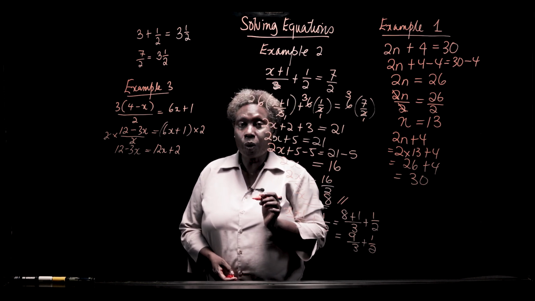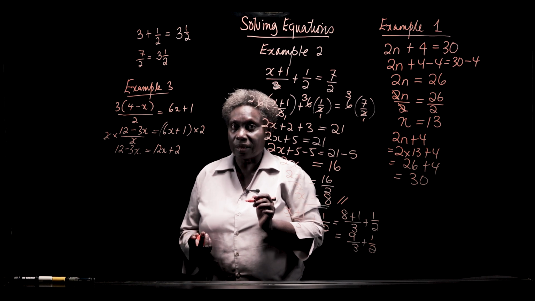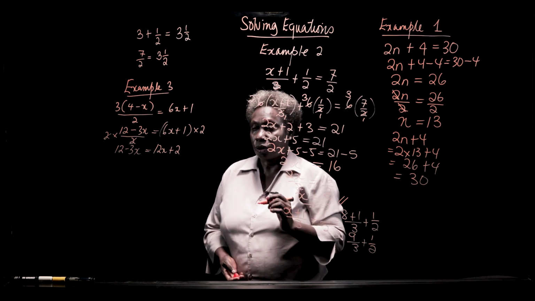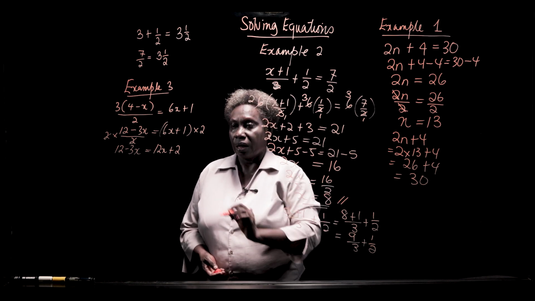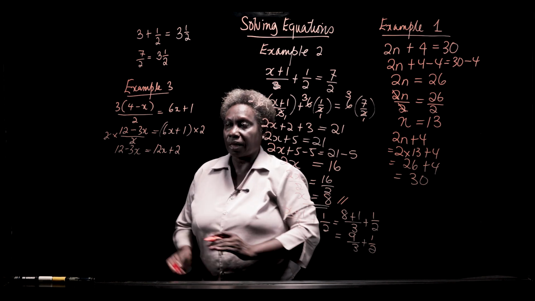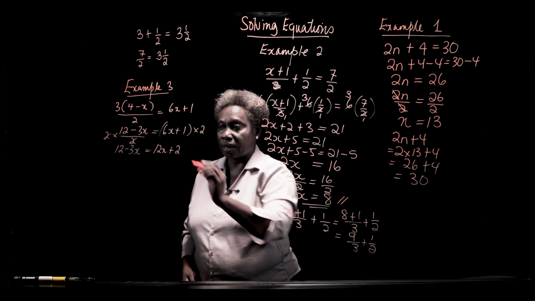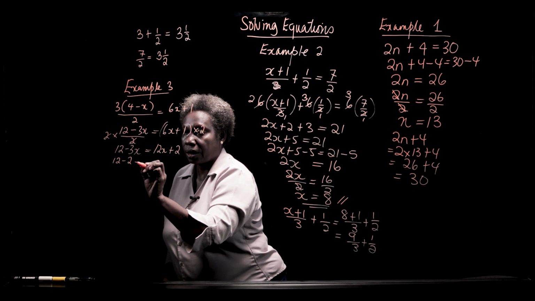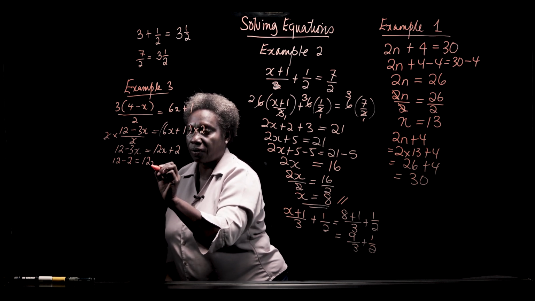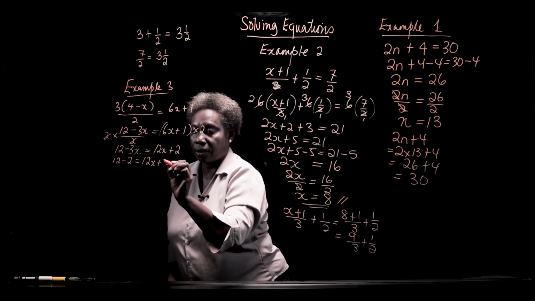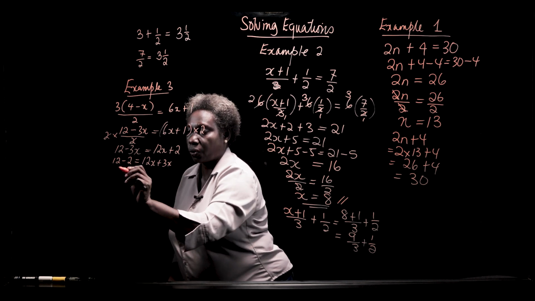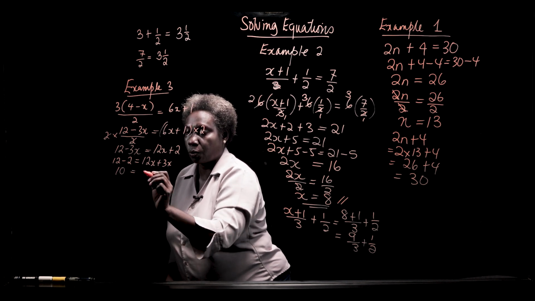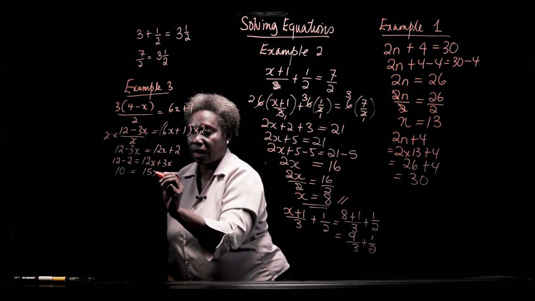We bring all the numbers to one side and all the letters to one side of the equation. This 2 goes to the left-hand side, and negative 3x comes to the right-hand side. So we have 12 minus 2 is equal to 12x plus 3x. So we have 10 is equal to 15x.